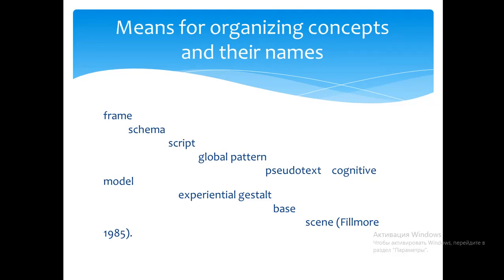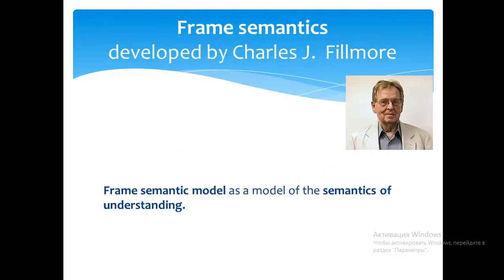The need for another means for organizing concepts has been felt by researchers in cognitive psychology and artificial intelligence, as well as in various branches of linguistics, and has led to a variety of similar proposals, each typically with its own name. Among these names are frame, schema, script, global pattern, pseudo-text, cognitive model, experiential gestalt, base, scene. Fillmore, 1985. The most influential version of this proposal in cognitive linguistics has been the model of frame semantics developed by Fillmore.